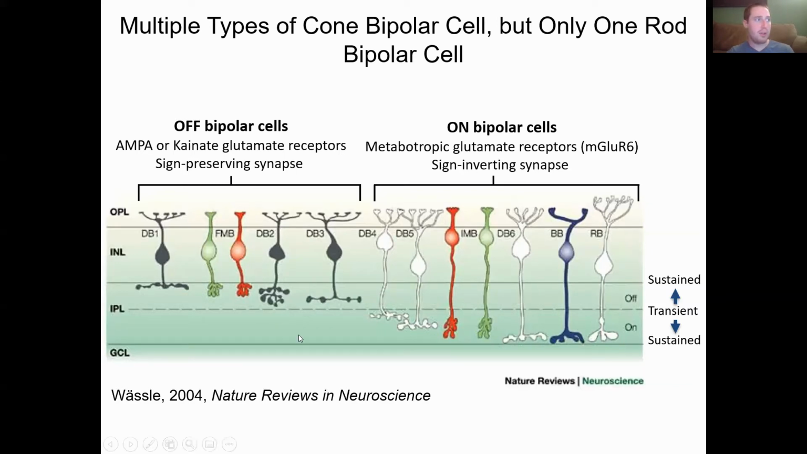So all these off bipolar cells stratify in the off layer of the inner plexiform layer, and then all of the on bipolar cells stratify in the on layer of the inner plexiform layer. And then generally in the middle, near the boundary between on and off, you find more transient stratifications. And then towards the edges, you find more sustained stratifications. So the rod bipolar cell is an on cell, stratifies in the on, and it's pretty sustained in its response.